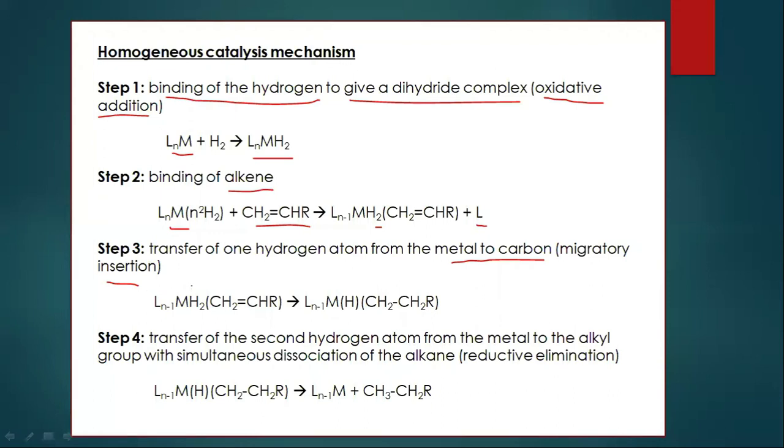Next is step 4, the transfer of the second hydrogen atom from the metal to the alkyl group with simultaneous dissociation of the alkane. We will call it reductive elimination. Because in step 3, the first hydrogen atom was transferred across the C double bond C, step 4 involves the second hydrogen atom from the metal to the alkyl group with simultaneous dissociation of the alkane.